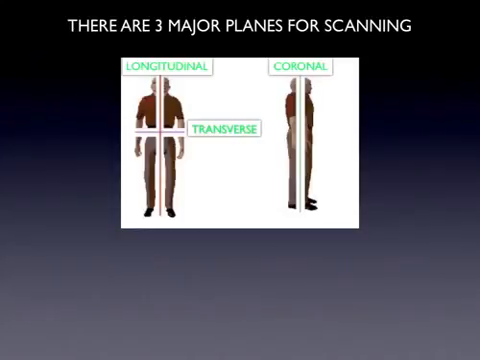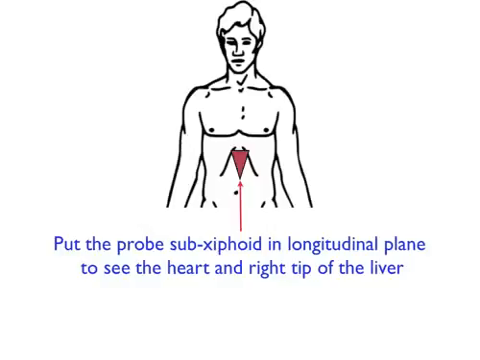There are three major planes for scanning: the longitudinal and transverse plane, and then the coronal plane, which is often useful for visualizing the kidneys. So we'll go over each position somewhat rapidly here, and then we'll slow it down.